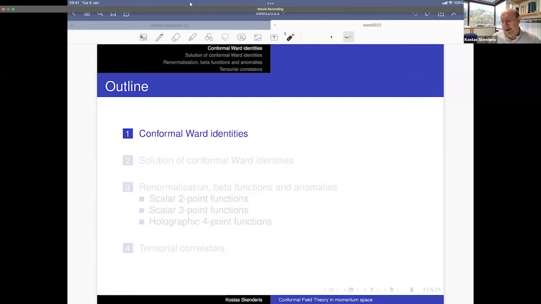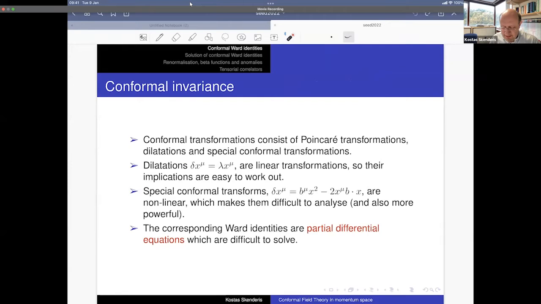Okay, so I will start from the beginning, setting up what is the problem we want to solve. So first, what is conformal invariance? Conformal transformations consist of standard Poincaré transformations. In addition, we have two other transformations. One is dilatations, and the second is the so-called special conformal transformations.